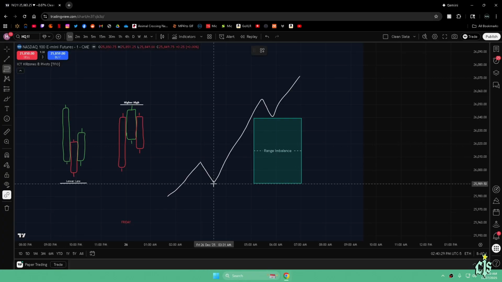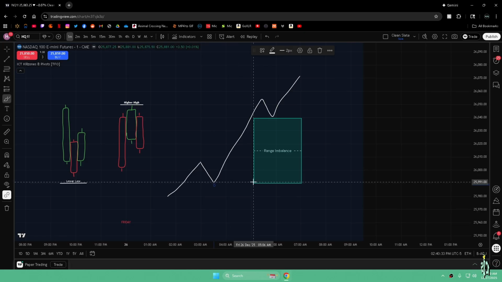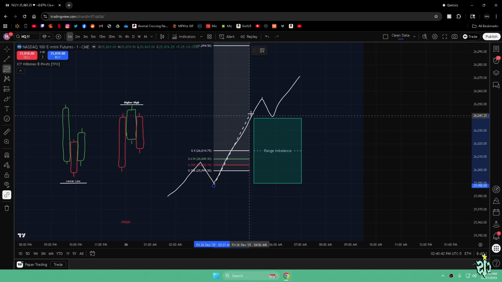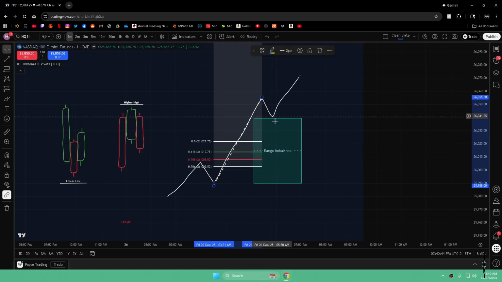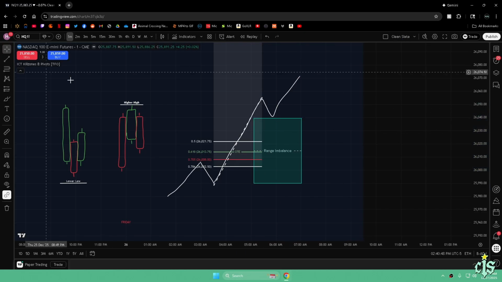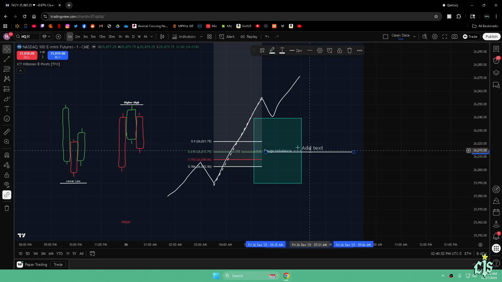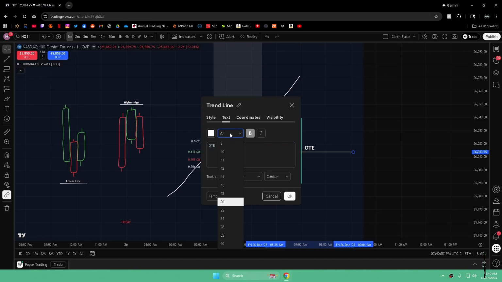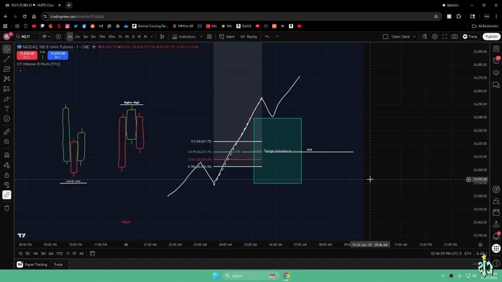So we take our fib from the lowest low of the wick. So there will be a wick here, and then there will be a wick here. What you do is you take your fib from the wick to the wick, and this would be your OTE, where you want price to go to, where your draw on liquidity is. So this is your OTE, right?